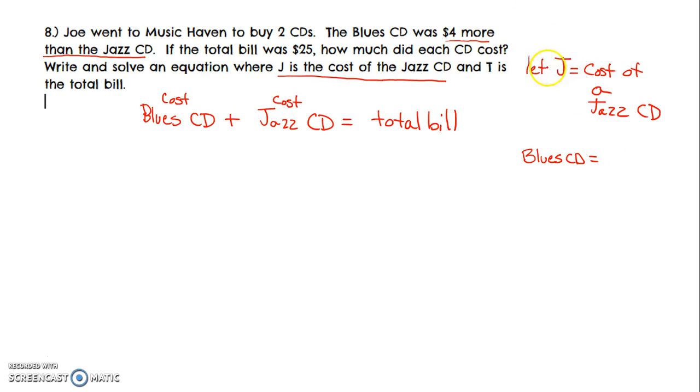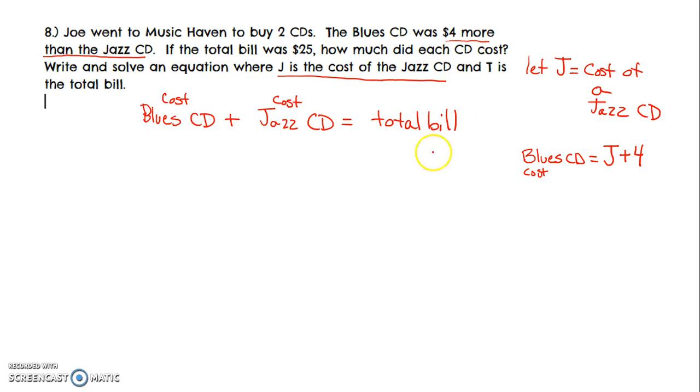So if you know your jazz CD is J, we're going to write J for jazz CD. The blues CD was $4 more than the jazz. So if we take the jazz CD and we add 4 to it, that'll give us the cost of the blues CD, right? So they wanted you to let J be the cost of the jazz. If you take the J, the jazz cost, and you add 4 onto that, you'll get the cost of the blues. Once you know your cost of your blues and your cost of your jazz, you add those up to get your total.